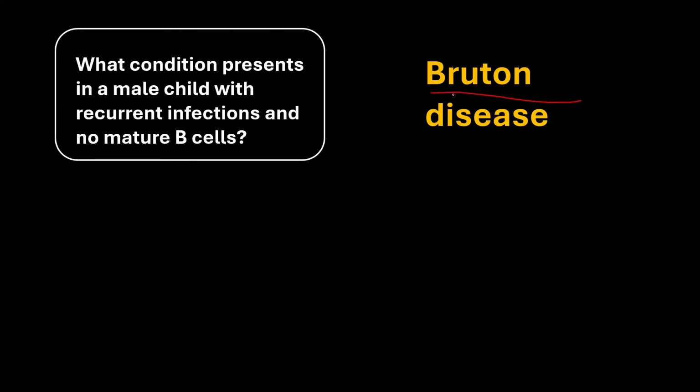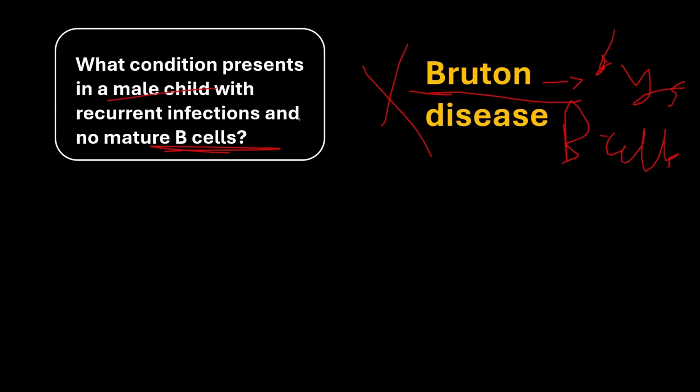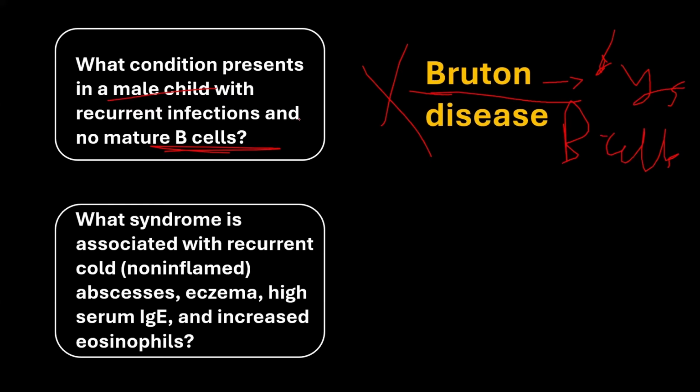All right. Now, what condition presents in a male child with recurrent infections and no mature B cells? We're doing some immunodeficiency. Good. Bruton's disease. What is the inheritance of Bruton disease? Yeah, X-linked. So just remember it's B. Male child, B for boys, and then B cells. Okay. What syndromes are associated with recurrent cold abscesses, eczema, high serum IgE, and increased EOS?